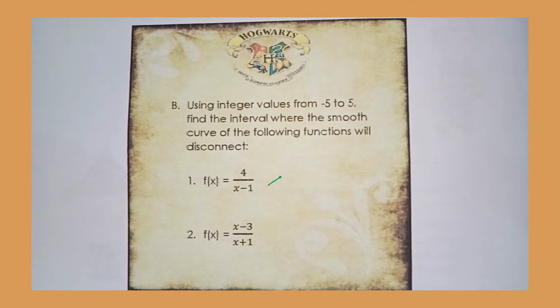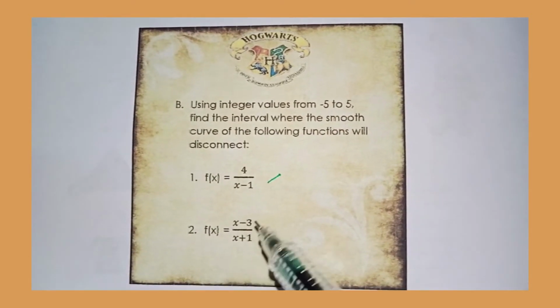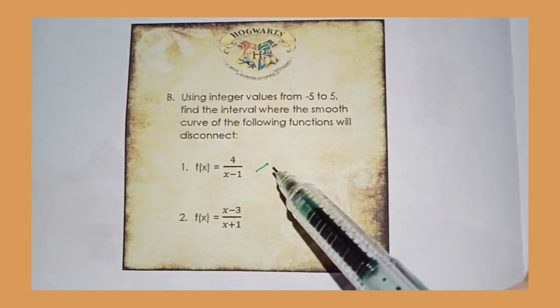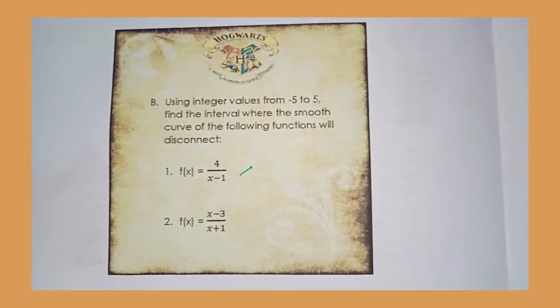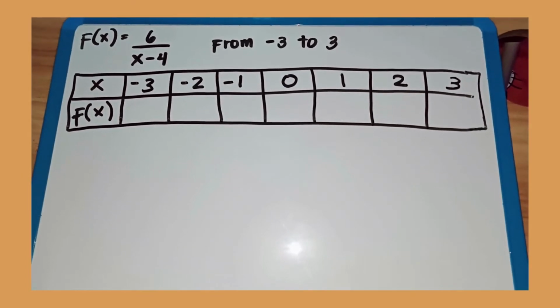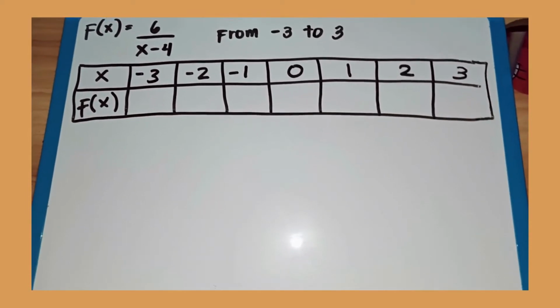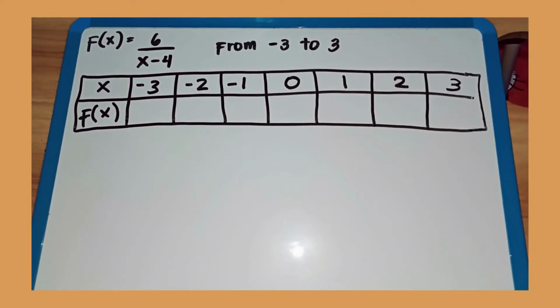For letter B, you need to answer number 1, f of x is equal to 4 over x minus 1. And then you need to make a table of values from negative 5 to 5. For example, we're given the function f of x is equal to 6 over x minus 4. So we need to make a table of values from negative 3 to 3.